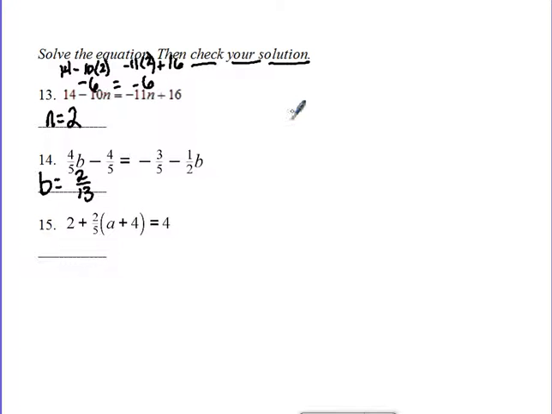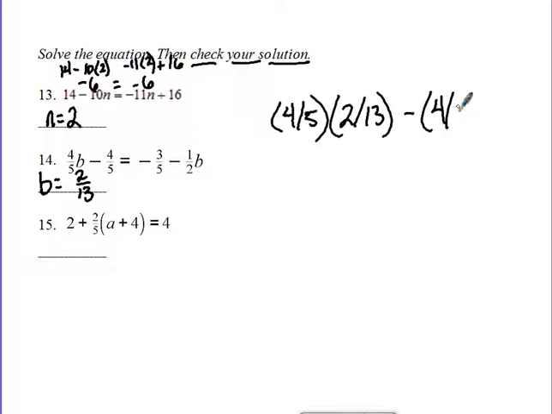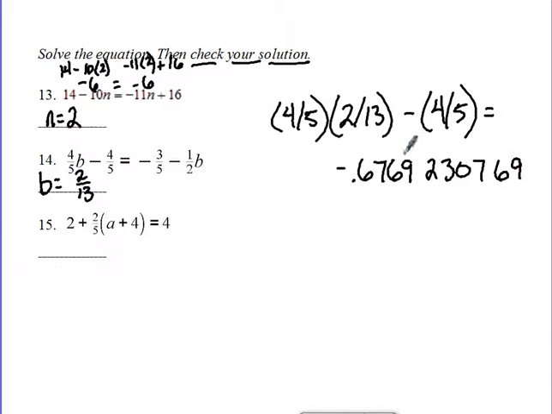So what we would put in our calculator would be 4 divided by 5 in parentheses, and 2/13, 2 divided by 13, so this would be 4/5 times 2/13 minus 4 divided by 5, and we would try to figure out what that equals, and I got a very long decimal, negative 0.67692307, and it looks like it's going to start repeating from the 7 here, 769230, 769230.